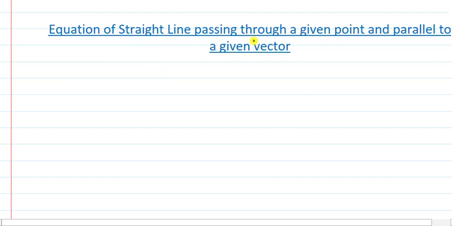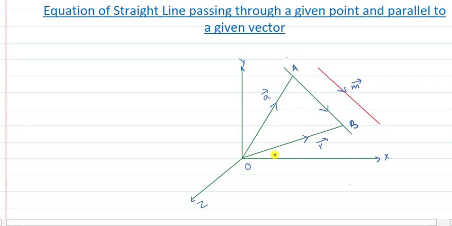So let me discuss the equation of a straight line passing through a given point and parallel to a given vector. Parallel to a given vector means having a fixed direction. To visualize this, let me draw one figure. Here we have taken x, y, z as the three coordinate axes, and I have drawn one line. Let me name this line L, and let this line L pass through the given point A and be parallel to vector M.